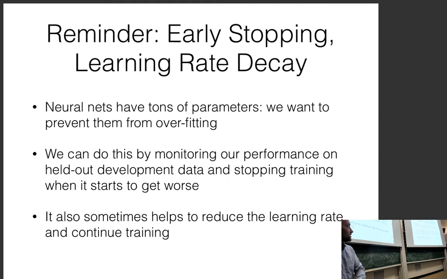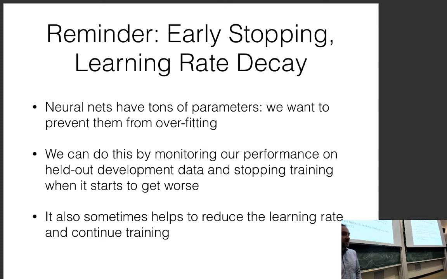Ways you can prevent overfitting. This is just a reminder. Neural networks have lots of parameters. We want to prevent them from overfitting. We can do this by monitoring our performance on held out development data and stopping training when it starts to get worse. It also sometimes helps to reduce the learning rate and continue training. So this actually goes back to the question of what is the function of reducing the weights that we had before. If you're reducing the weights of the parameters, it's helping prevent the parameters from getting really big and making your estimates overconfident or overfit to the training data.